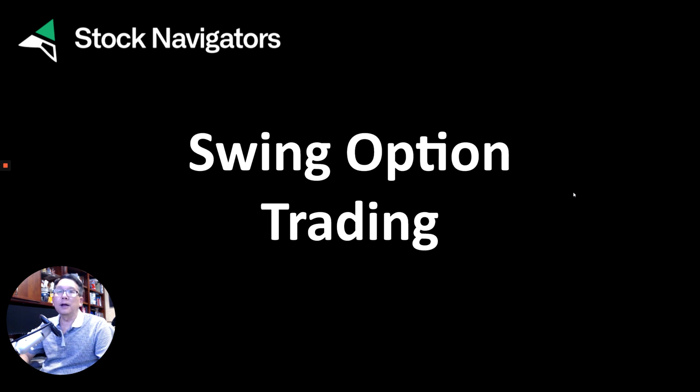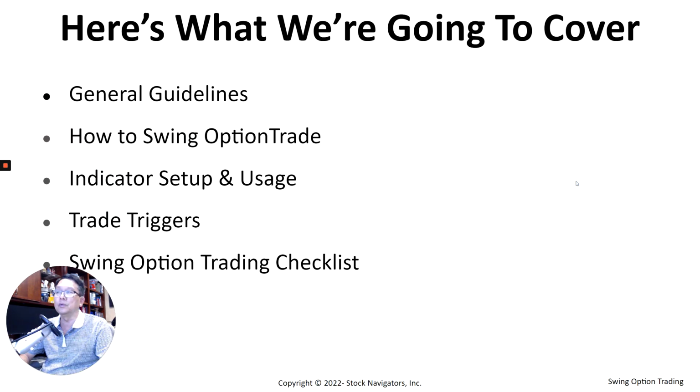I'm going to show you a simple method that you can use to do swing option trading. There are many different ways that you can trade options: short term, day trade, swing trade, and you can buy and hold for a couple of months. But with this kind of market volatility, swing option trading is the best method, and it works very well. Today I'm going to show you the guideline of what you need to do so that you can do a swing option trade, what indicators to set up and how to use them, the trade trigger, and the swing option checklist before you get into a trade.